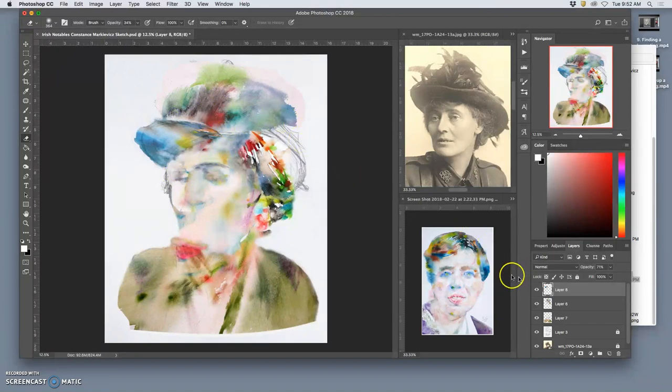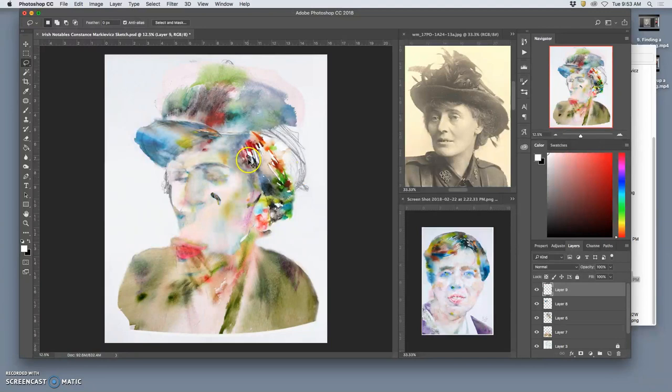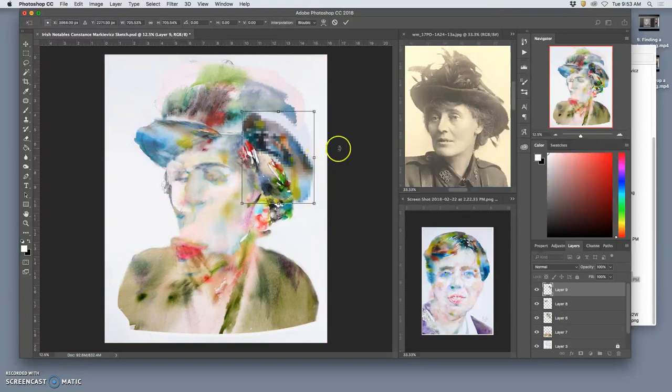Okay, now how can I continue that? Let's see. This shape here could be helpful. Back edge of the hat. Off the hard edges where you don't want them. So these compositing skills just keep paying off over and over and over again.